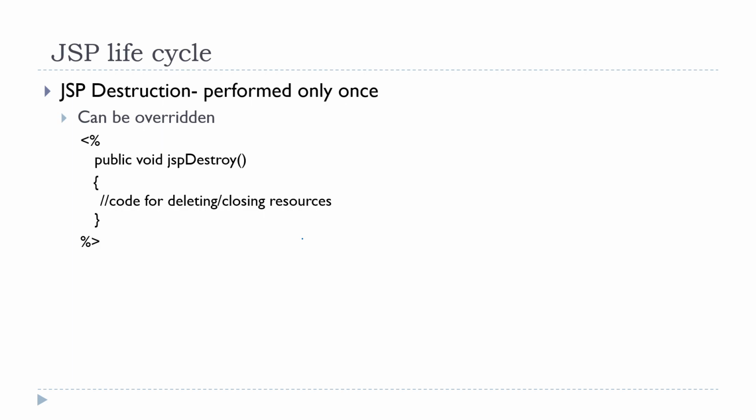Here we can close some files on the hard disk which we were accessing, or we can close the connection to the database, or if we were using a network connection, then we may close the network connection. This way we can release all resources in the JSP destroy method.